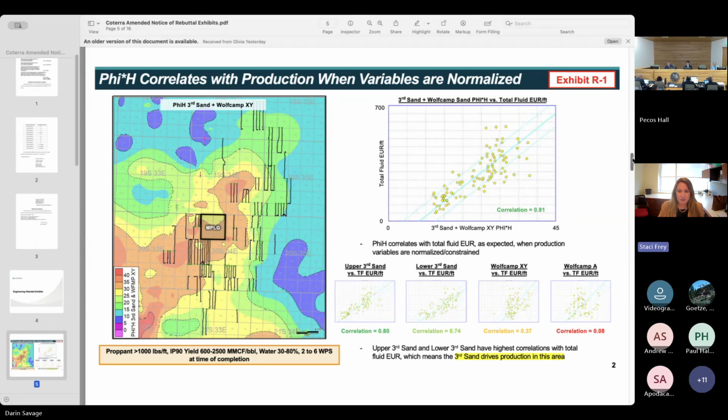I've also broken out the correlation by a few different segments of the Wolfbone Reservoir: the upper third sand on the left, the lower or basal third sand, which is Coterra's Landing, the Wolfcamp XY, and the Wolfcamp A shale. The correlations are the highest in the upper and lower third sand, and only a 0.37 in the Wolfcamp XY and a 0.08 in the Wolfcamp A shale, which means that the Wolfcamp A shale has a negligible relationship with production, and the Third Bone Spring sand is the driver of production in the area. Do you have any other geological testimony with respect to this exhibit? No, I do not.